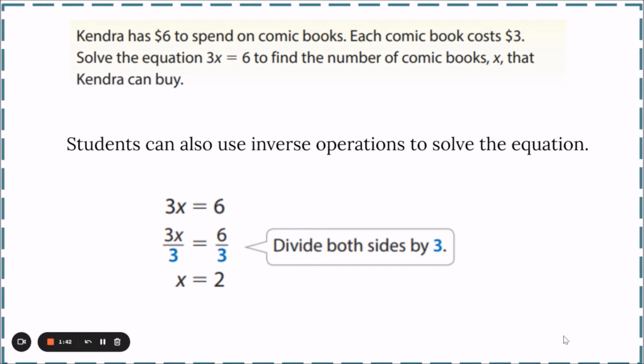Students can use division to divide both sides by 3 as the inverse operation of multiplication. When students divide both sides by 3, they will come up with the answer x equals 2, which indicates the number of comic books x that Kendra can buy.